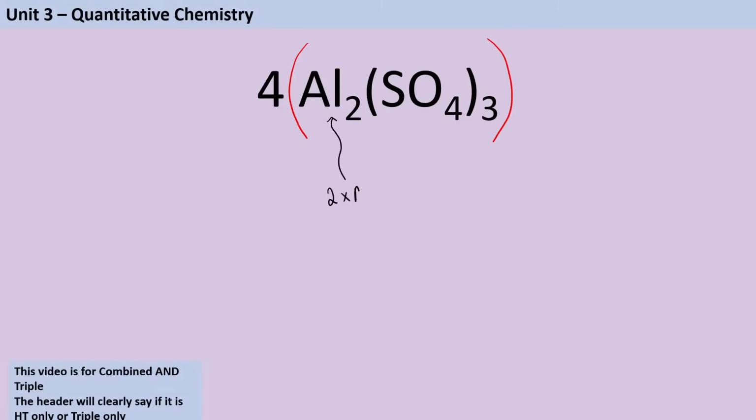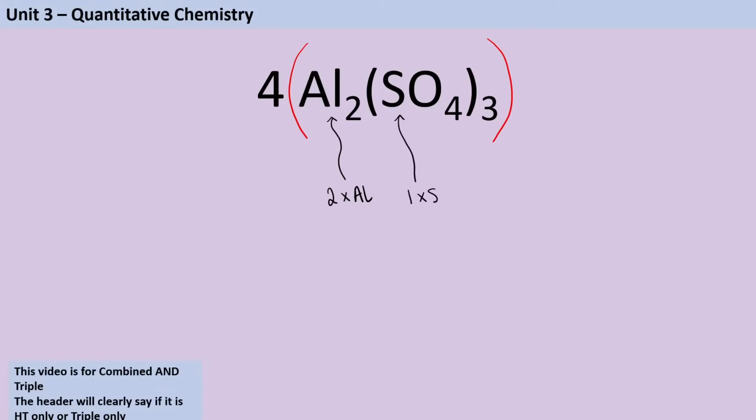The little number at the bottom, the 2 next to the aluminium, tells me that there are 2 aluminium atoms. It's absolutely vital that it's at the bottom. It's a subscript, not a superscript. It's not a squared sign. You will not get marks if you write a squared sign in your exam.